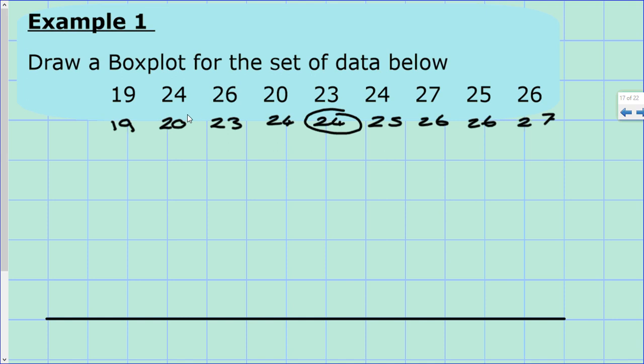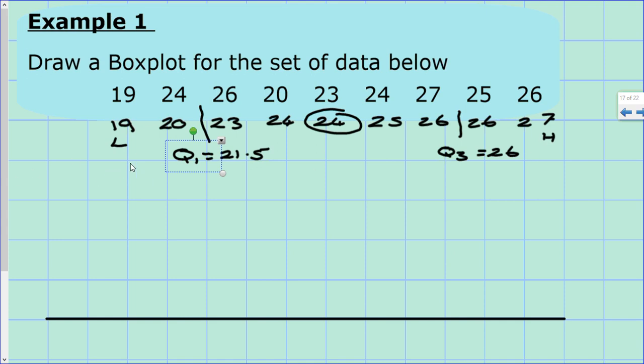Right, then we want to work out our Q1. We've got 4 numbers, so it has to be right in the middle here and split it into 2 and 2. So our Q1, right in between 20 and 23, will be 21.5. And then again here, split it into 2s. So the Q3 is 26. There's nothing else in the middle. Our 19 is our lowest. Our 27 is our highest.